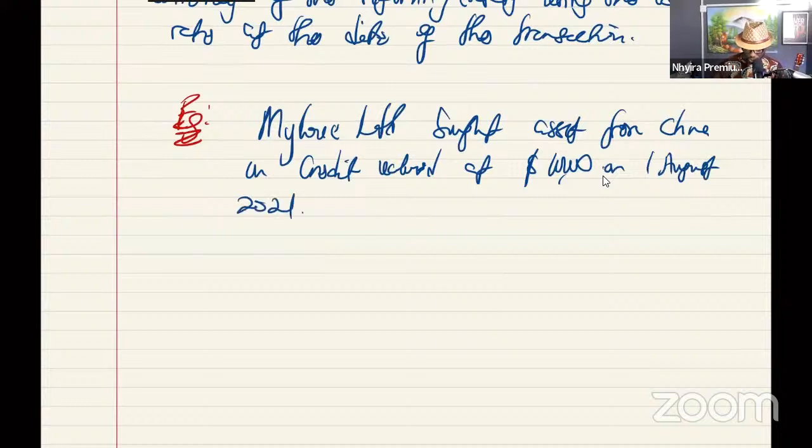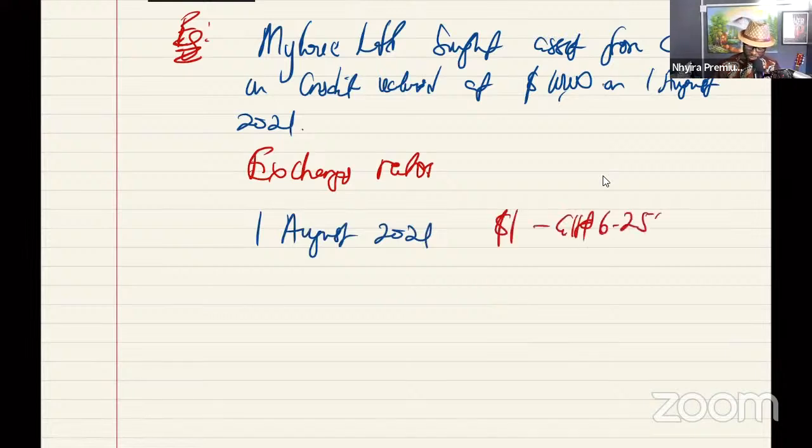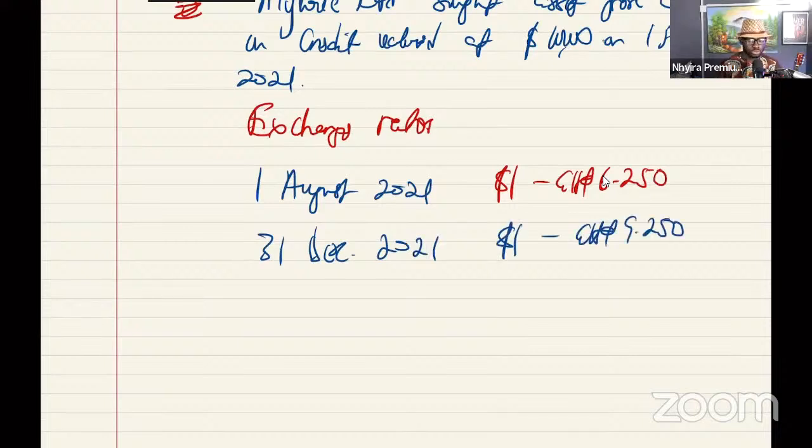So let's get the exchange rates coming in. Let's say on 1st August 2021, the date of the transaction, the exchange rate is that $1 is 6.250 Ghana cedis. Then at the year end, which is 31st December 2021, let's say the Ghana cedi has depreciated further. So the question we ask ourselves is, how do we account for this in the books?